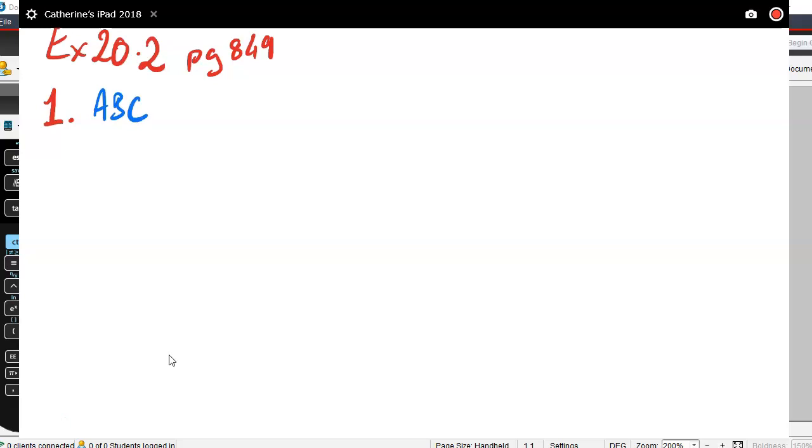Okay, let's do a couple from our exercise 20.2. This is on page 849 of your textbook. Question 1. In the triangle ABC, a equals 10, b equals 12, angle B equals 58 degrees. We want to find angle A, angle C, and side c.